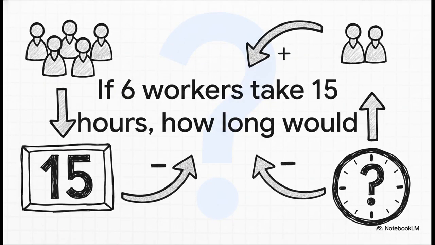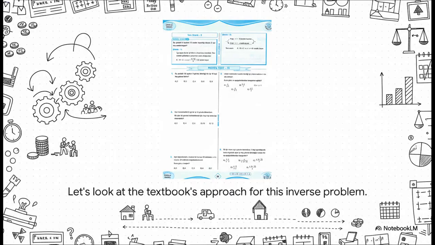Okay, let's think through this one. If you have fewer workers, is the job going to take more time or less time? More time, obviously. One number goes down, the other goes up. That's our big clue that we're dealing with an inverse proportion problem. And once again, let's turn to the textbook to see the official setup for solving this kind of problem. It looks a little different than the last one, and for a really good reason.